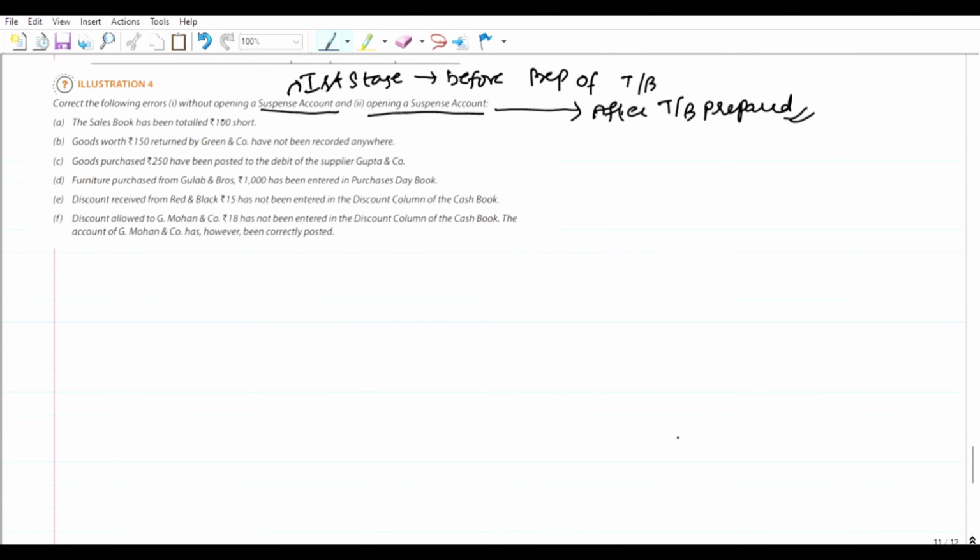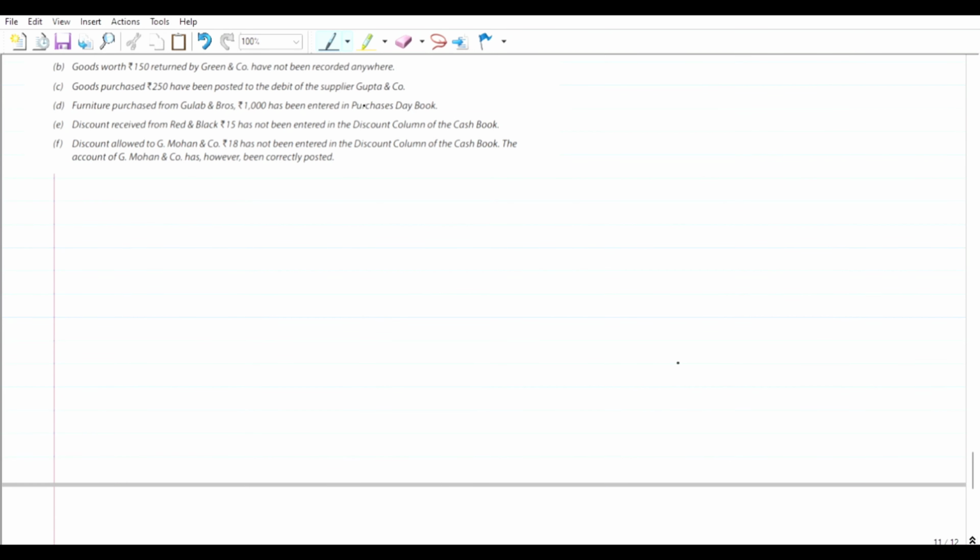Let us now see the sales. First we shall do the first stage, and we shall do it correspondingly. I am doing the first stage here and the second stage here.